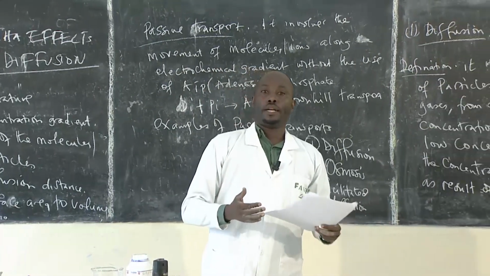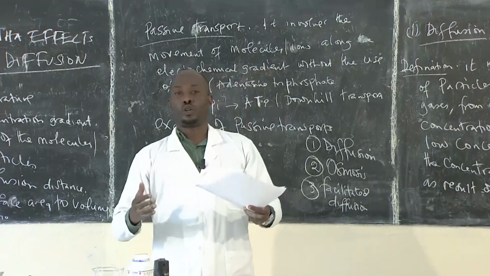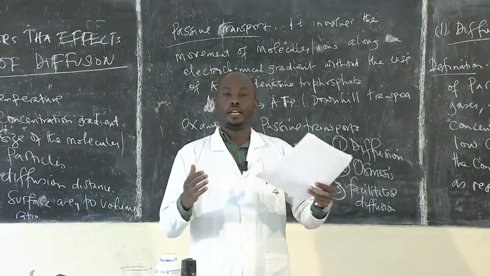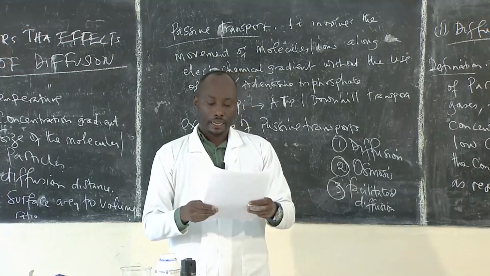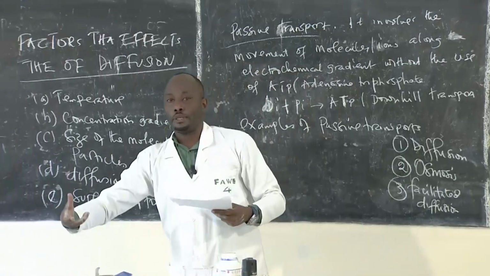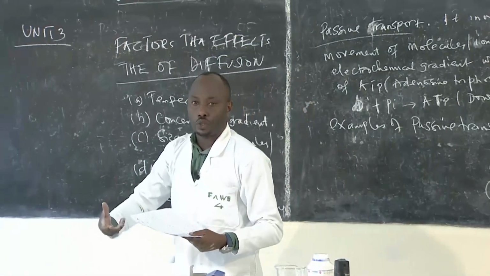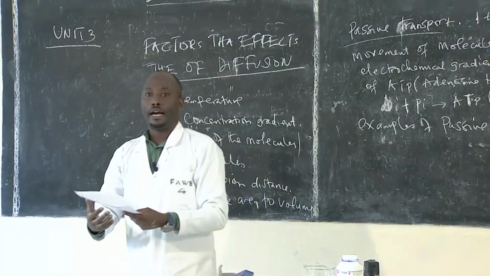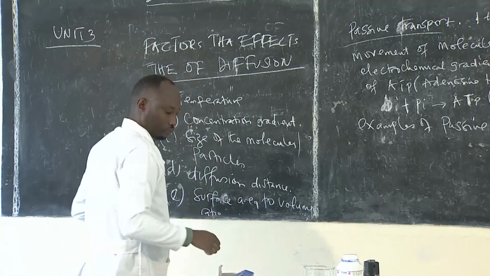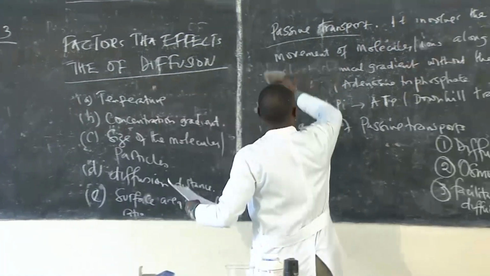When the kinetic energy increases, the particles will move very fast because of the correlation. Kinetic energy is energy for movement, and the faster the particles will diffuse. As you increase the temperature, the faster the rate of diffusion because the particles will collide and move very fast. All right? Take a note about that.